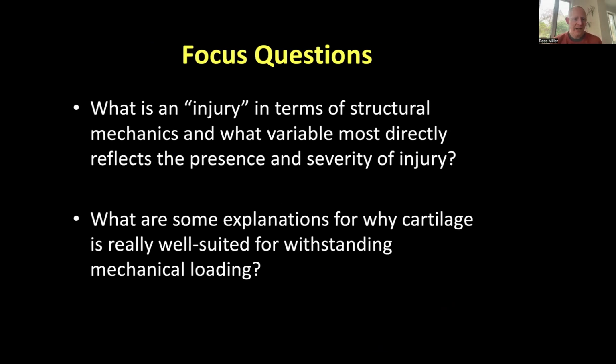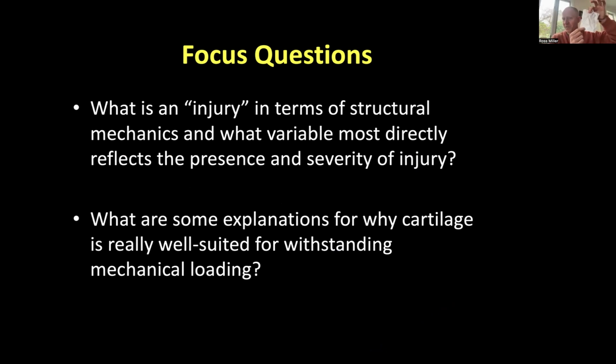Okay, that is it for today. We covered injury in terms of structural mechanics and the variables most directly related to the presence and severity of an injury. An injury in biomechanics terms is a permanent change to the shape and structure of the material.